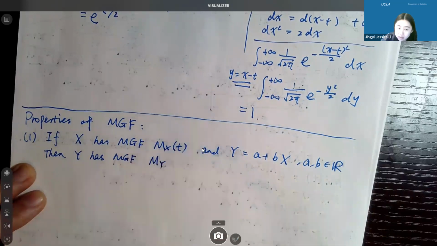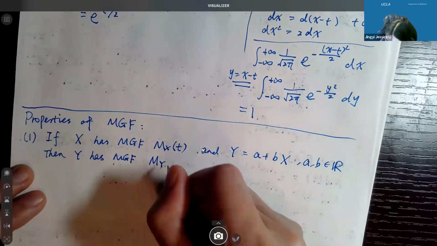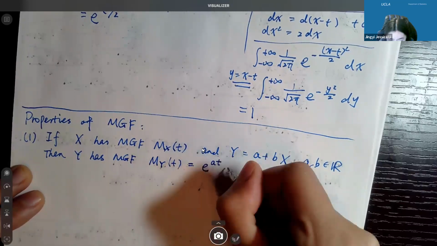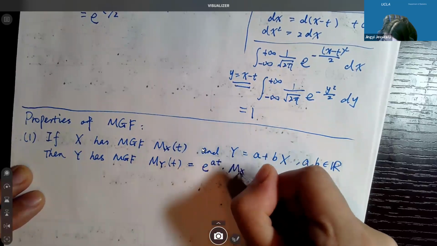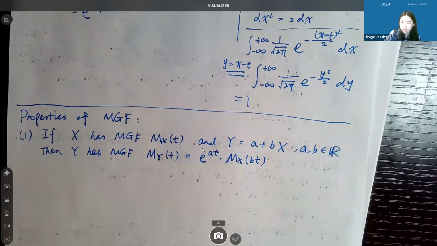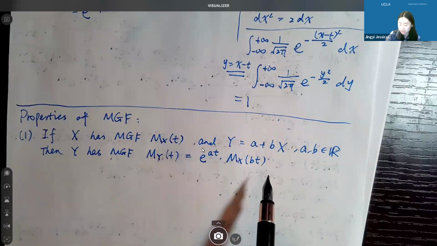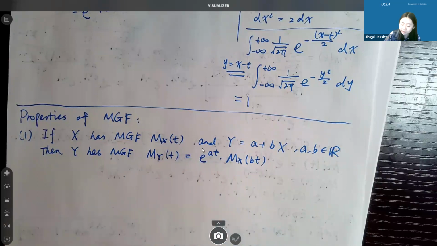I call this M_Y. So put the random variable in the subscript, M_Y(t) equals e to the power at times M_X(bt). So you see, I directly apply my known MGF for X, put it here, just change the argument from t to bt, times this constant e to the at outside. So that means if we just apply a linear transformation to a random variable, we could use our existing MGF, and there's no need to derive the MGF for the new variable from scratch.